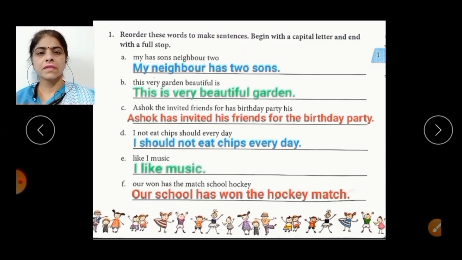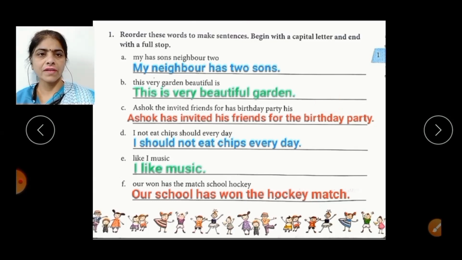So the first one is: my, has, sons, neighbor, two. This group of words does not make any sense. So after getting arranged, it will be: my neighbor has 2 sons. Now let's have the next one: this, very, garden, beautiful, is. Again, after getting arranged, it will be: this is a very beautiful garden.